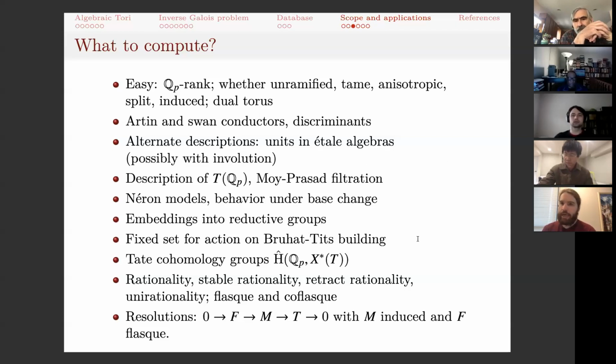Each of these tori has a Bruhat-Tits building, and so you can ask for the fixed set of actions of the torus, or actions of filtrations of the Moy-Prasad filtration. You can look at Tate cohomology groups. Thomas Rud is a grad student at UBC who has been working on this some. There's various other things you can do in terms of resolutions of your torus that say how far you are from being an induced torus, and what's the difference between you and an induced torus that you embed inside, etc.